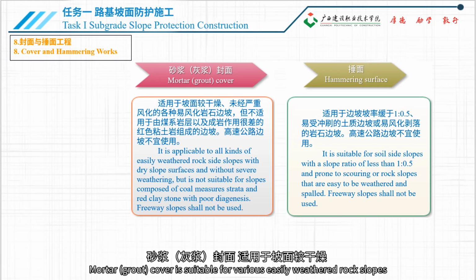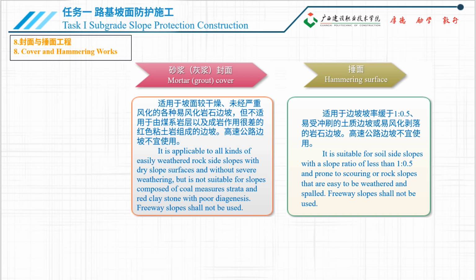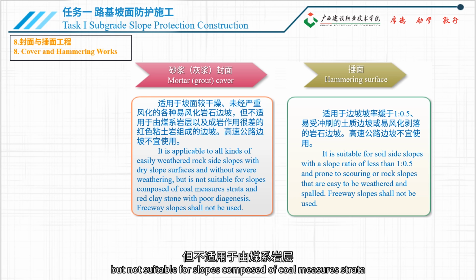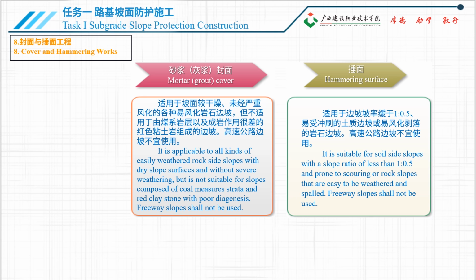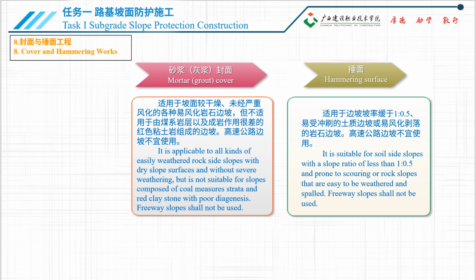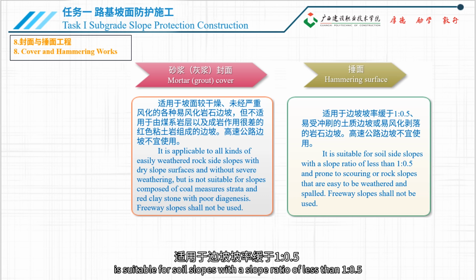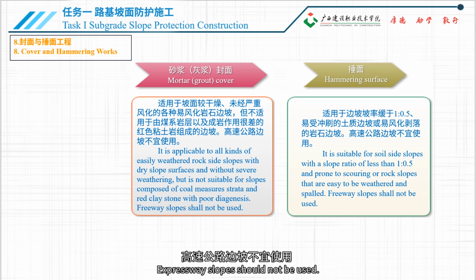Mortar, grout cover, is suitable for various easily weathered rock slopes with dry slope surface and without severe weathering, but not suitable for slopes composed of coal measure strata and red claystone with poor diagenesis. Expressway slopes should not be used. The hammering surface is suitable for soil slopes with a slope ratio of less than 1 to 0.5 and prone to scouring or rockside slopes that are easy to be weathered and spalled. Expressway slopes should not be used.